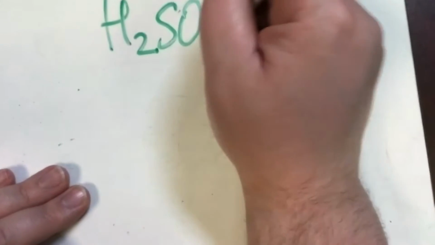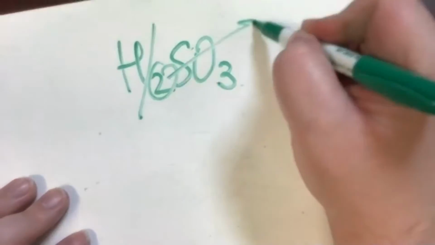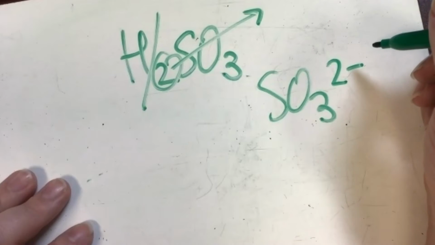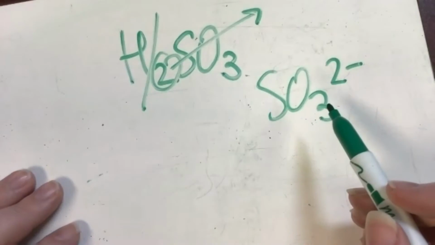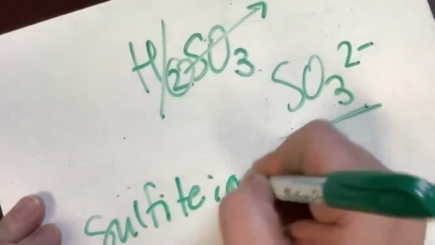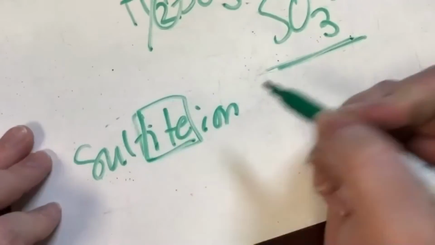All right, number 35. H2SO3. All right, take the H off. Put this back up here. That becomes SO3 2 minus. So then what you do is you figure out what this is called. SO3 2 minus. I got to figure out what the ion's called. SO3 2 minus. Sulfite. Sulfite ion.